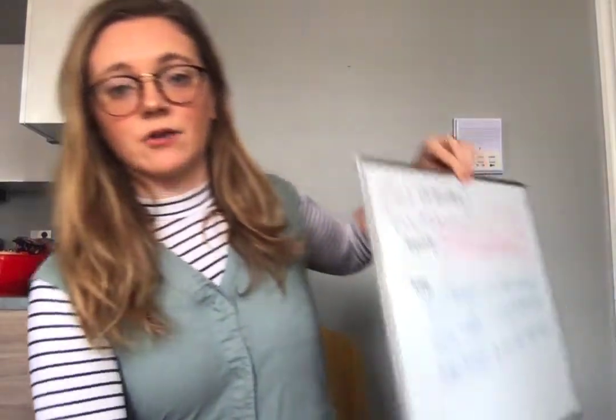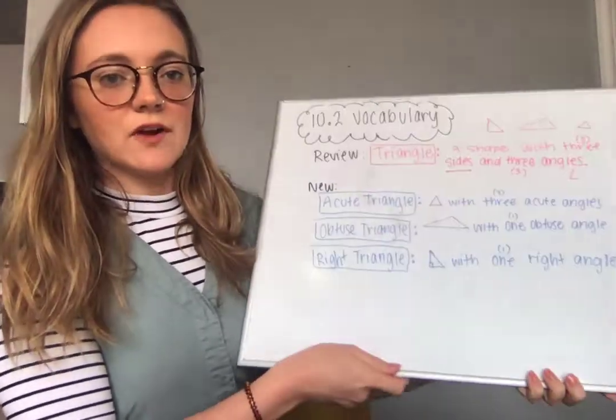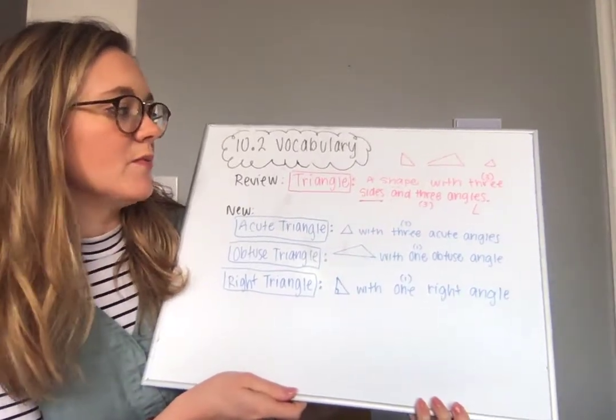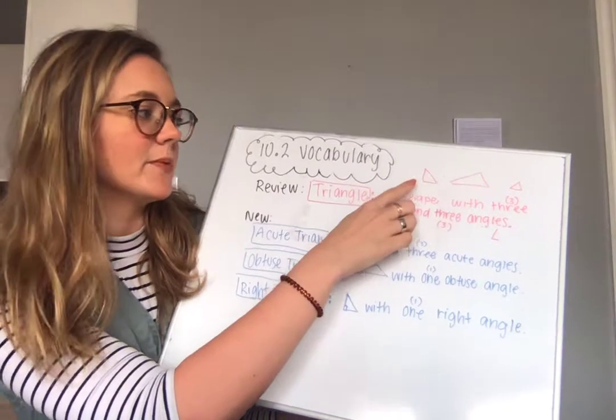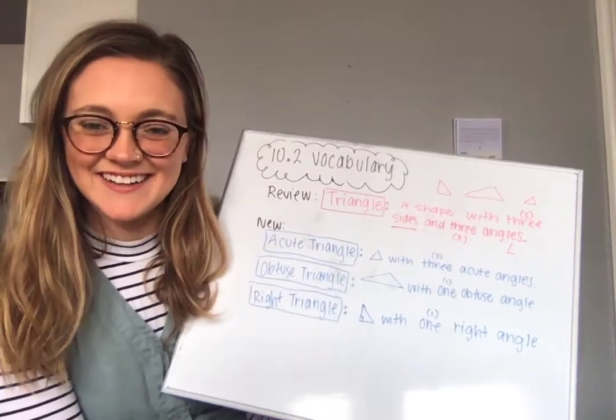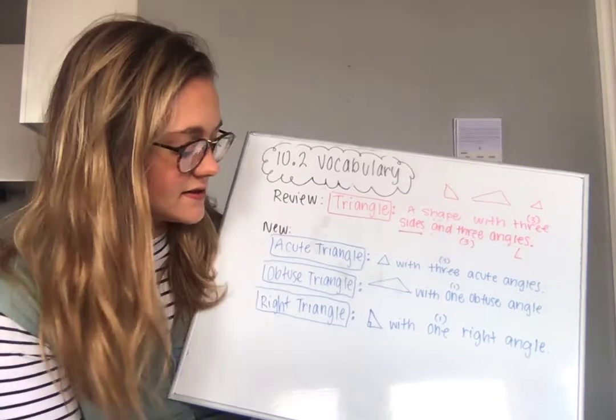Today we're talking about triangles. Real quick review. A triangle is a shape with 3 sides and 3 angles. I've drawn 3 pretty bad examples of triangles right there. And today we're going to use what we learned yesterday to classify triangles.